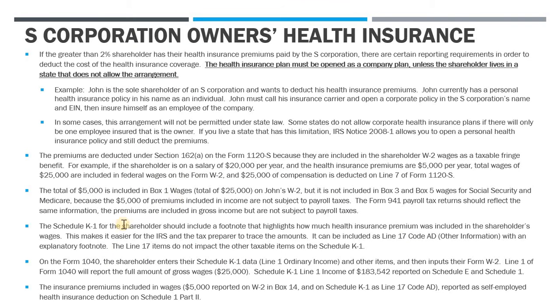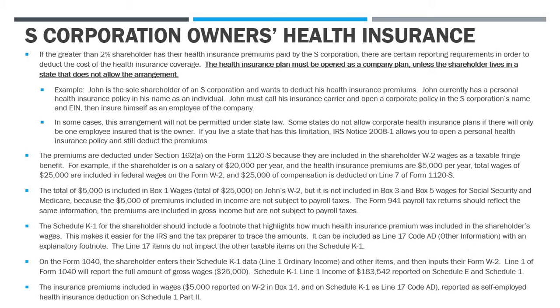Okay. So now let's look at the 1040 reporting. On the 1040, the shareholder is going to enter their K1 just like they normally would and their other items, and they're going to input their W-2. Line 1 of the Form 1040 is going to report the full amount of the gross wages, so $25,000. The K1 is going to report the $183,542, so that's the net ordinary business income. That's going on Schedule E and Schedule 1. And then we're going to report the self-employed health insurance deduction.